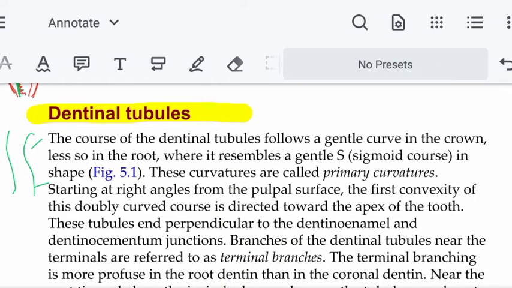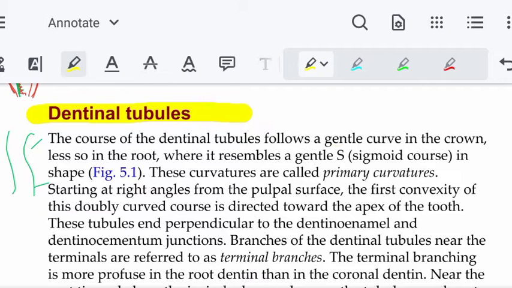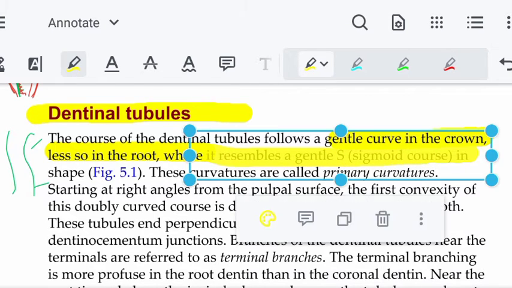The course of the dentinal tubules follows a gentle curve in the crown, and less so in the root. These dentinal tubules are S-shaped, so they follow a gentle curve in the crown and less so in the root, where it resembles a gentle S, that is a sigmoid curve in shape.